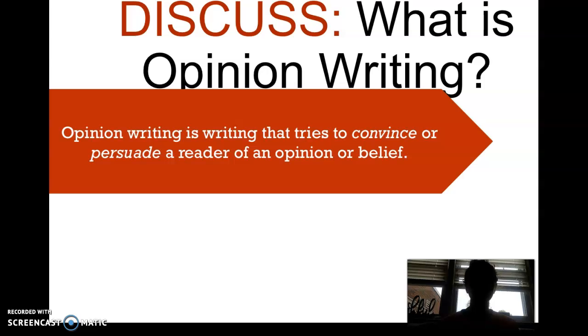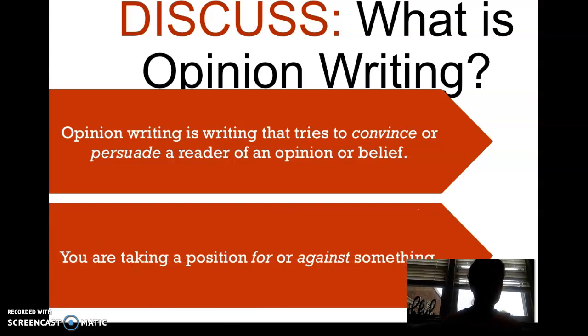But sometimes when we're expressing our opinion, we're giving enough facts because we want other people to share the same opinion as us. So you're usually taking a position for something or against something. When you have an opinion, it means that you believe one thing and you don't believe another.